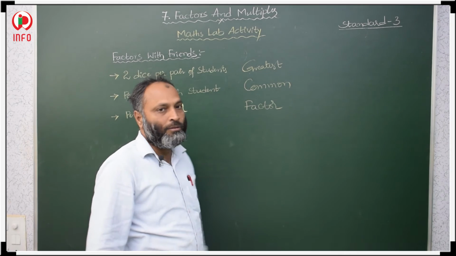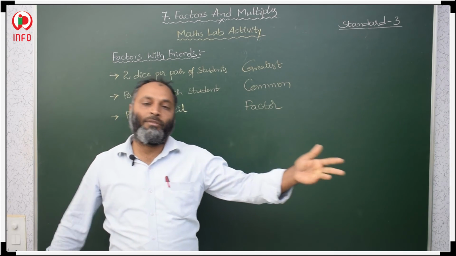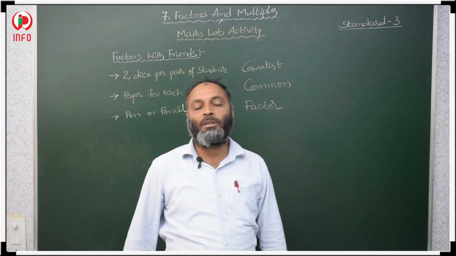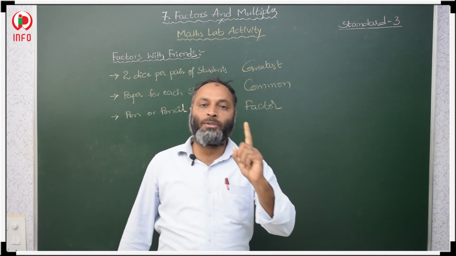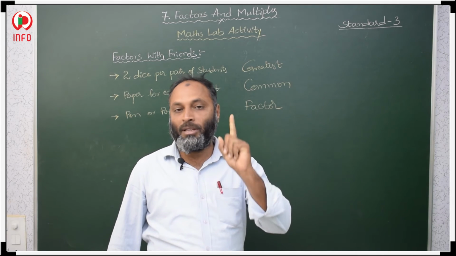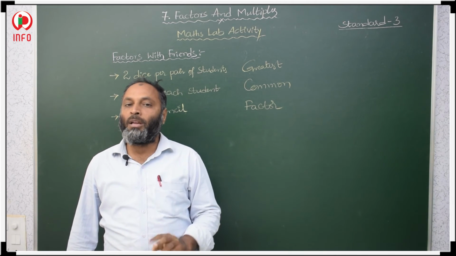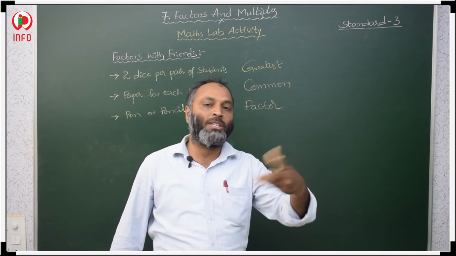So now what to do? Your classroom is divided into 3, 4, 5 groups, however many groups you require. But in each group, a pair of students should be there. Two students should form a pair, meaning one pair forms one group. You can form 4, 5, 6, 7 groups, that's your wish.